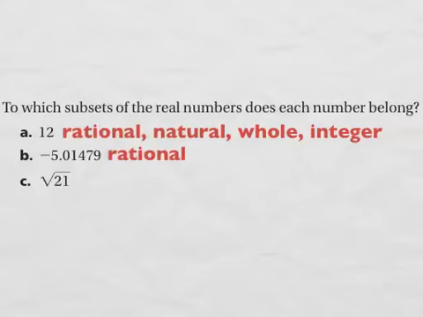And then for C, if you plugged in the square root of 21 into your calculator, you would get this really, really long number that keeps going on and on and on. It's going to be 4 point something, something, something, and it's never going to stop, and there's no repeating going on, so we call it an irrational number.